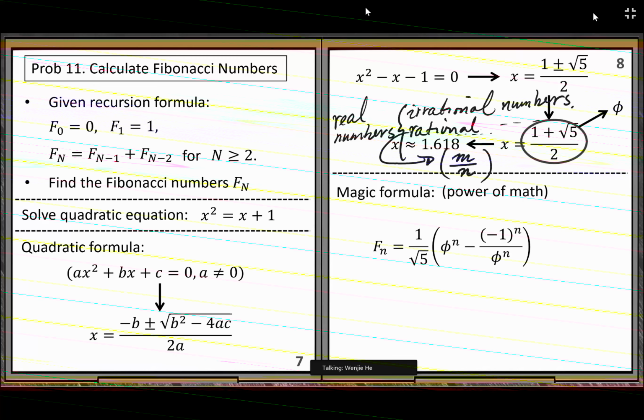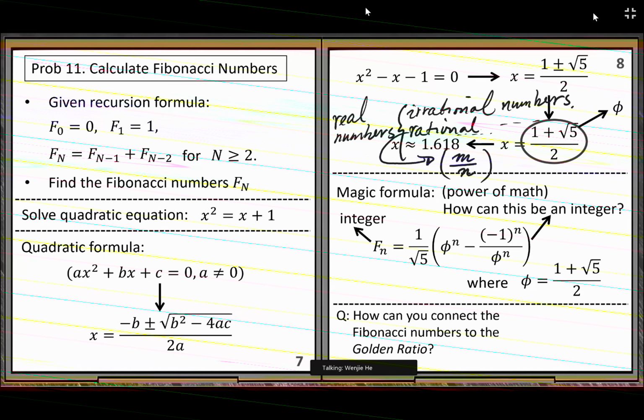So I've actually completed part C, where we introduced Fibonacci numbers. But we have something left, our last part D. How can you connect the Fibonacci numbers to the golden ratio? How to discover this one? That is the question.